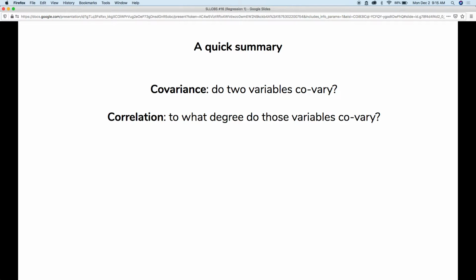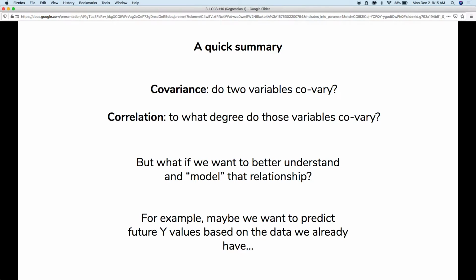But arguably, if we're interested in the relationship between two variables, there's probably more we want to know. We probably want to better understand and model that relationship. And in particular, when we're looking at things like, say, the relationship between parents' height and children's height, in the future, we probably also want to be able to predict new values of y given new data points of x. We might want to predict, say two parents come into the hospital and for some reason want to know how tall their kid's going to be.